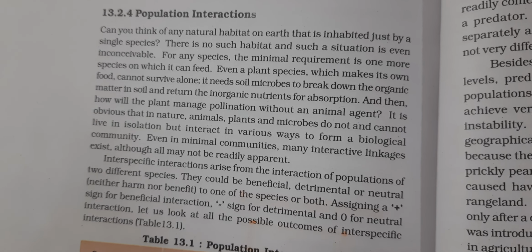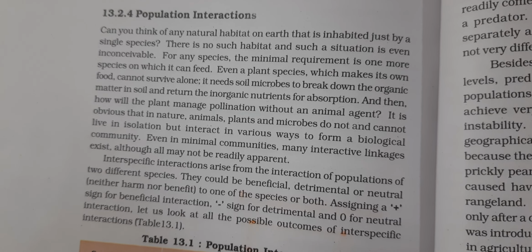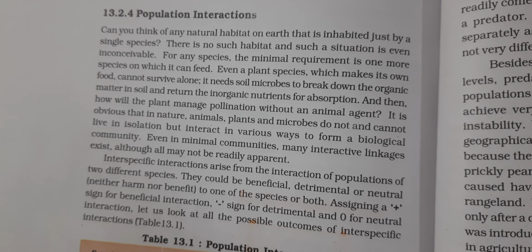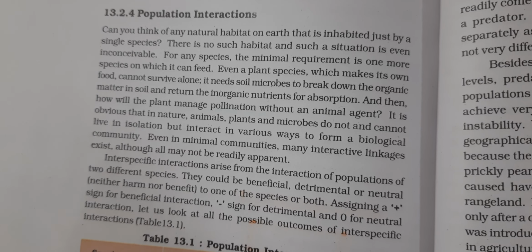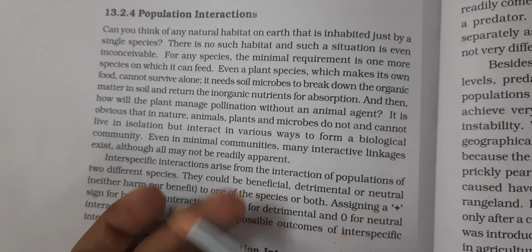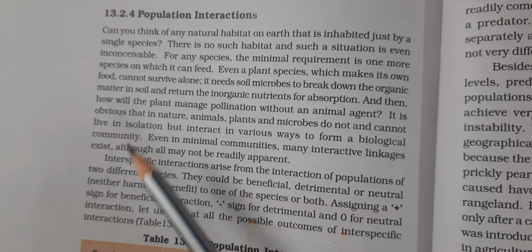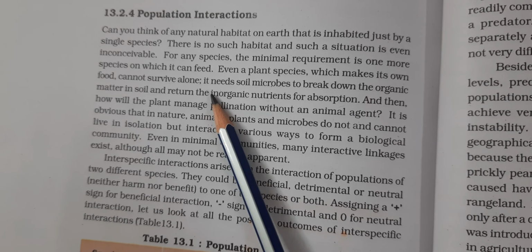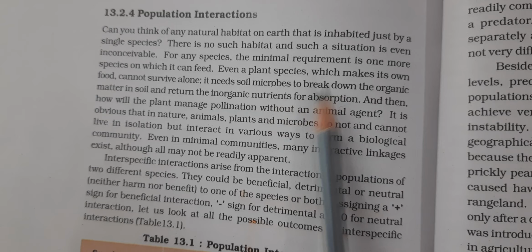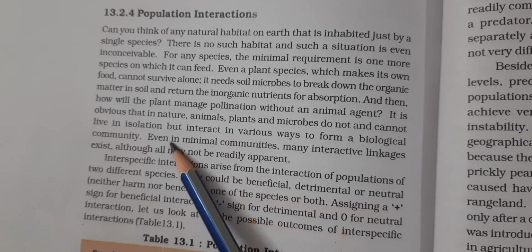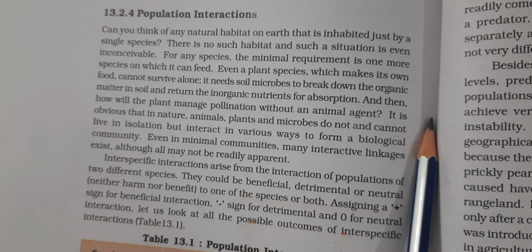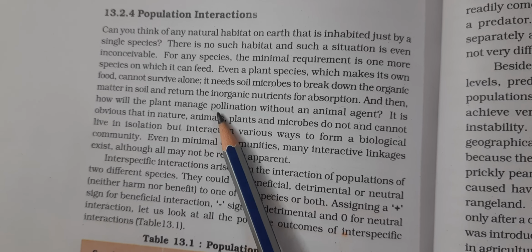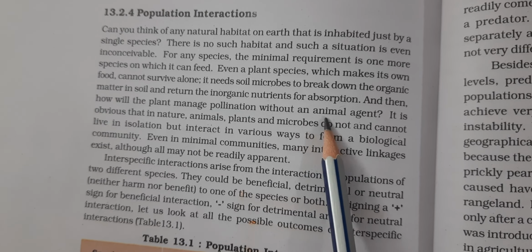There is no such habitat, and such a situation is even inconceivable. For any species, the minimal requirement is one more species on which it can feed. Even a plant species which makes its own food cannot survive alone. It needs soil microbes to break down the organic matter in soil and return the inorganic nutrients for absorption. And then, how will the plant manage pollination without an animal agent?